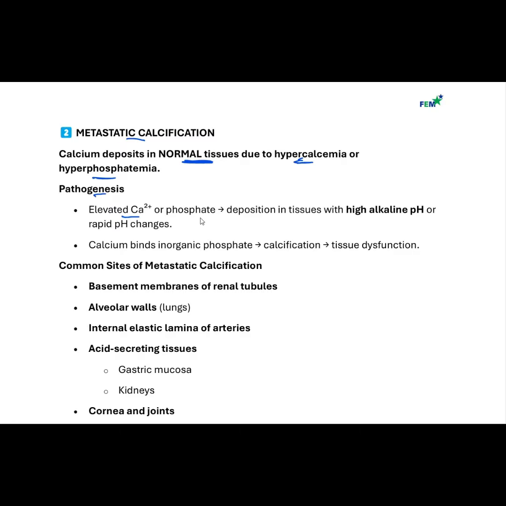So elevated calcium and phosphates lead to deposition in tissue with high alkaline pH or rapid pH changes. And this calcium binds to the inorganic phosphates, leading to calcification and tissue destruction. Once calcium binds into that normal tissue, then that normal tissue becomes dysfunctional, so that prevents the tissue from doing its job. So let's look at a couple of examples.